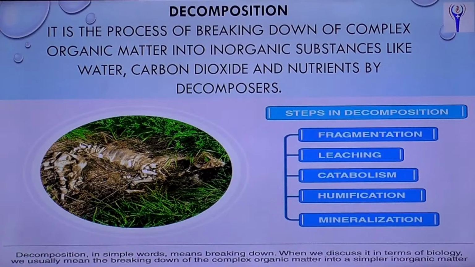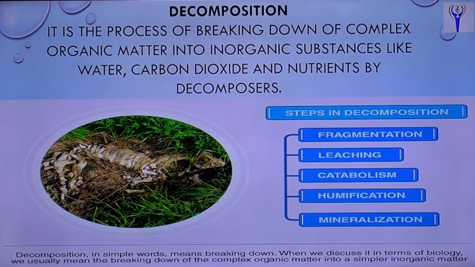And the next is leaching. What happens is that water soluble inorganic nutrients go directly into the soil as unavailable salts. So that is known as leaching. And the next is catabolism. Bacterial and fungal enzymes are used to convert detritus to simple inorganic forms. Detritus means, for example, dead plants, leaves and flowers, fecal matter, etc.